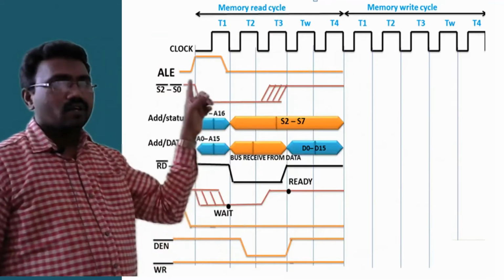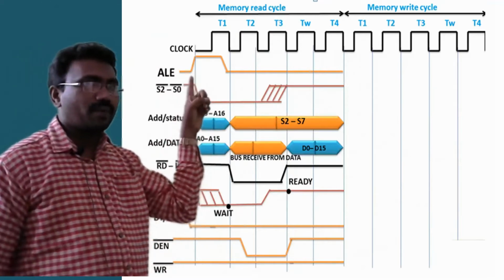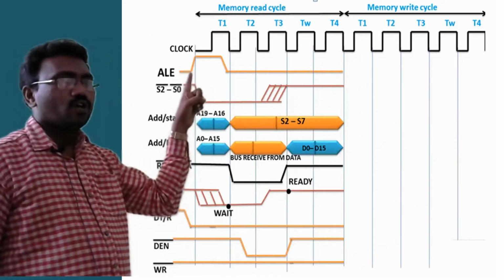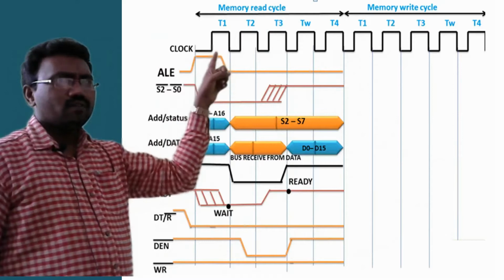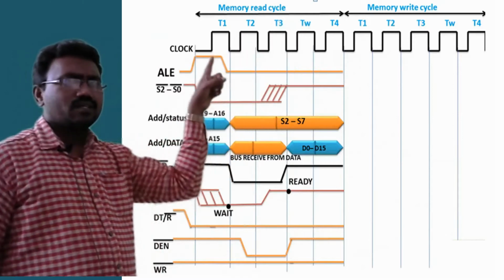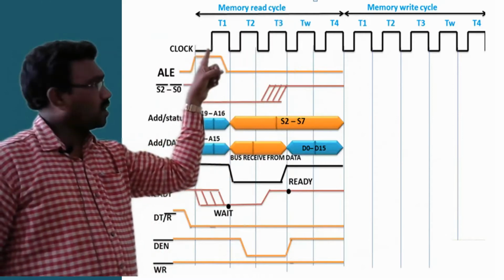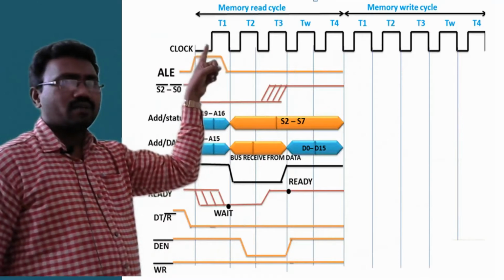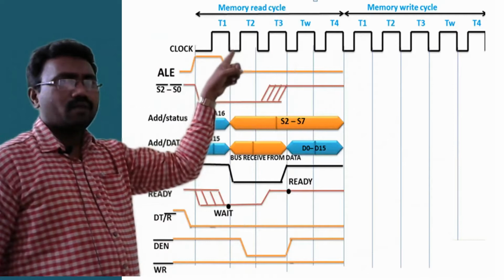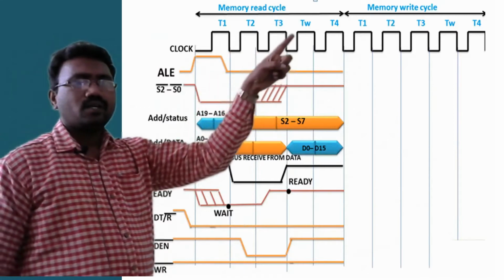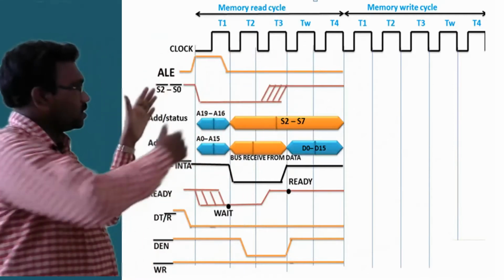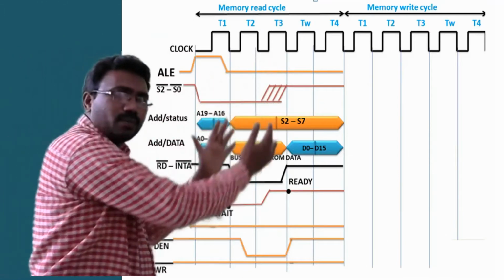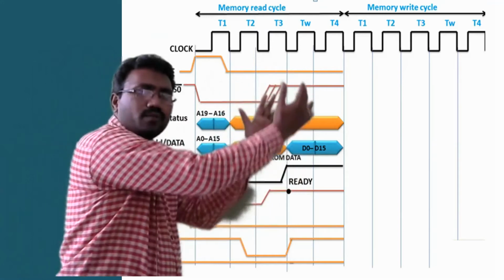You know ALE, we have seen it as one of the pins in minimum mode. What is ALE? Address latch enable. This is the clock cycle; the clock generates clock cycles. This is T1, then T2, T3, then TW and T4 time periods.